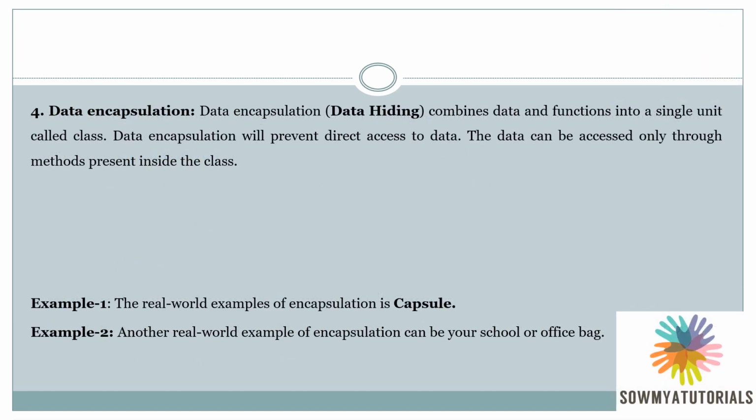Next one, data encapsulation. What is data encapsulation? It is also called data hiding. It is the wrapping up of the data and functions in a single unit. Wrapping means joining or combining or embedding. So combining the data and functions into a single unit, which is also called a class, prevents direct access to the data.